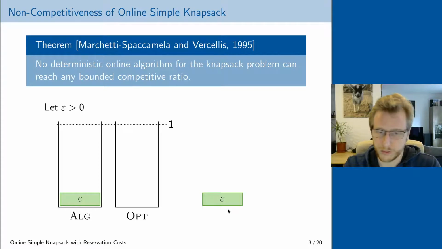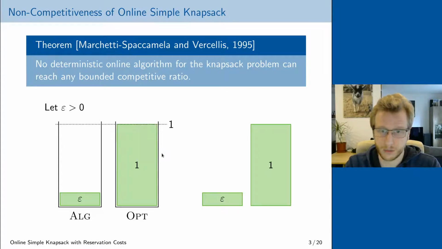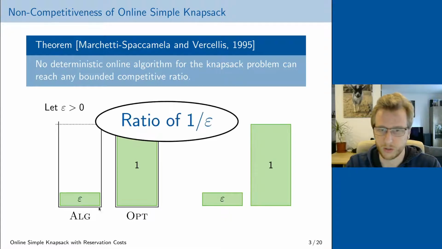Now the adversary of course knows this, and the rest of the instance would be an element of size 1, which would be packed into the knapsack of the optimal offline algorithm, but this cannot be packed by our online algorithm. So the ratio would be what the opt was able to pack, 1, and what ALG was able to pack, which is epsilon, so 1 over epsilon. And since we can make epsilon as small as we want, we cannot bound this ratio by any constant.